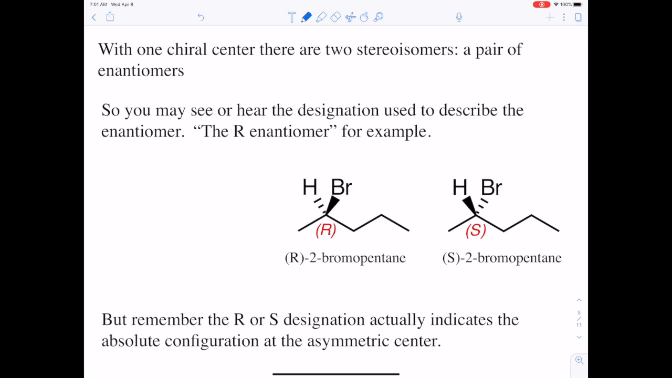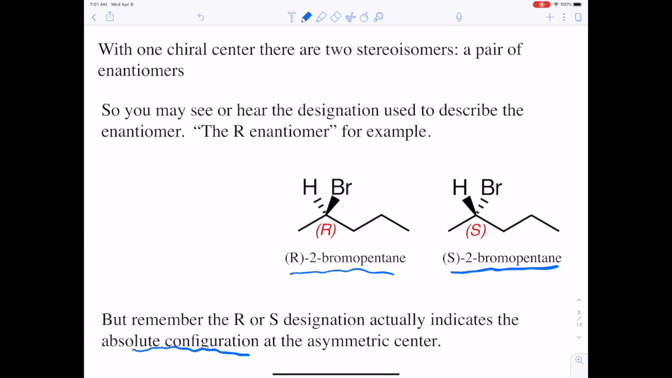You've just heard me say the R enantiomer or the S enantiomer. People do that. I do that a lot. But you have to be careful. If you have a molecule like 2-bromopentane, it has one chiral center, and that chiral center can be the R configuration or the S configuration. And that's actually what we are describing when we say R or S: what configuration 3-dimensionally is occurring there. We also sometimes say the R enantiomer or S enantiomer.